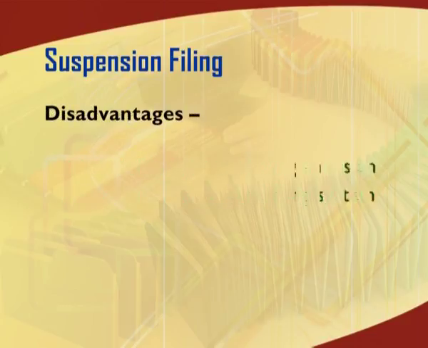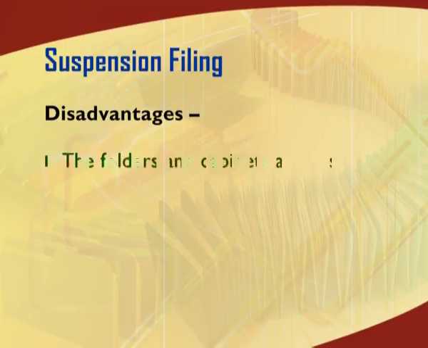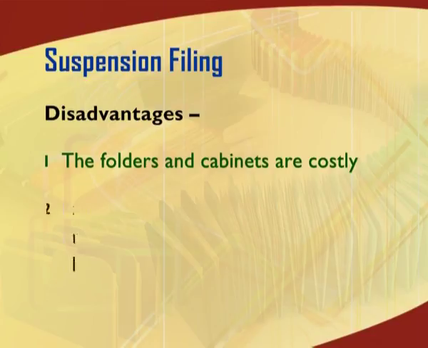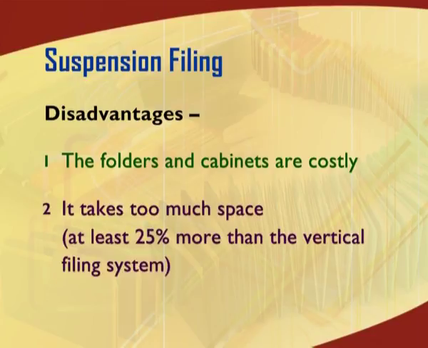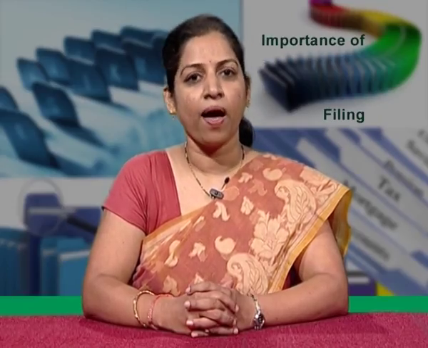However, suspension filing has disadvantages. They are, the folders and cabinets are costly. It takes too much space, at least 25% more than the vertical filing system. The popularity of this filing system, however, indicates that its advantages far outweigh its disadvantages.